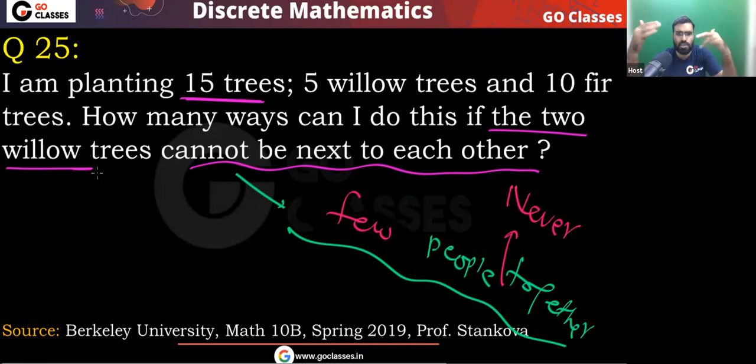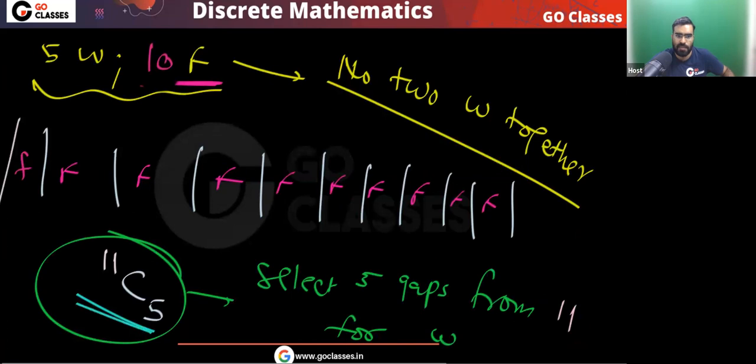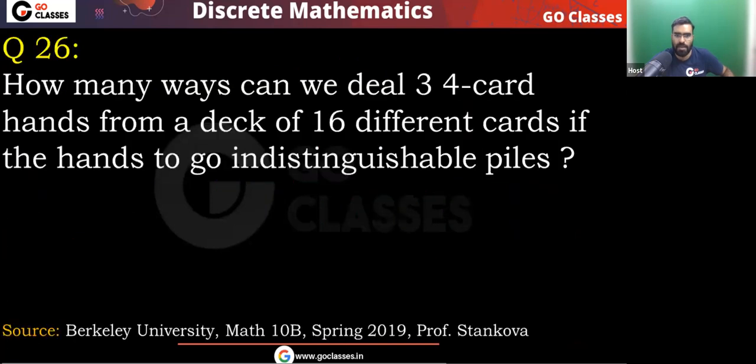It's like reading the question maker's mind. Sometimes you need to do it in the GATE exam also. In the GATE exam also, there are some questions where you have to read the question maker's mind. Are you getting my point? Does anyone have any doubt in this question? Here the question maker is thinking that these willow trees are identical, and these fir trees are also identical. So your answer will be 11C5. Okay, simple.